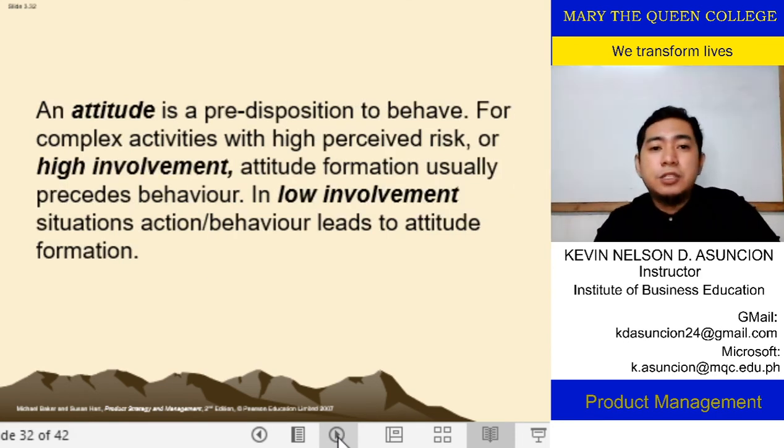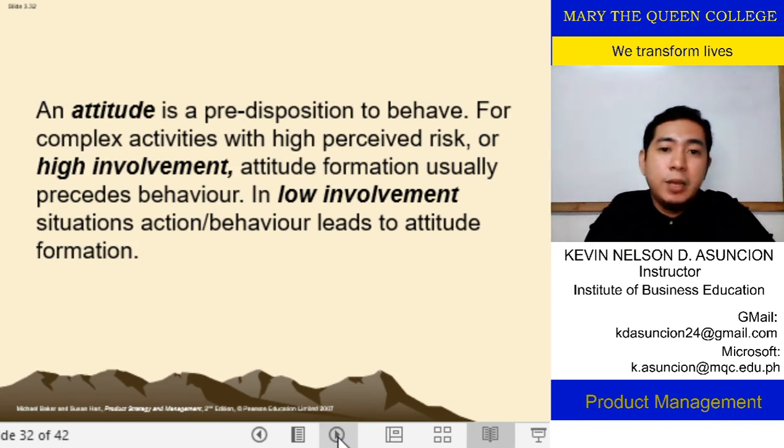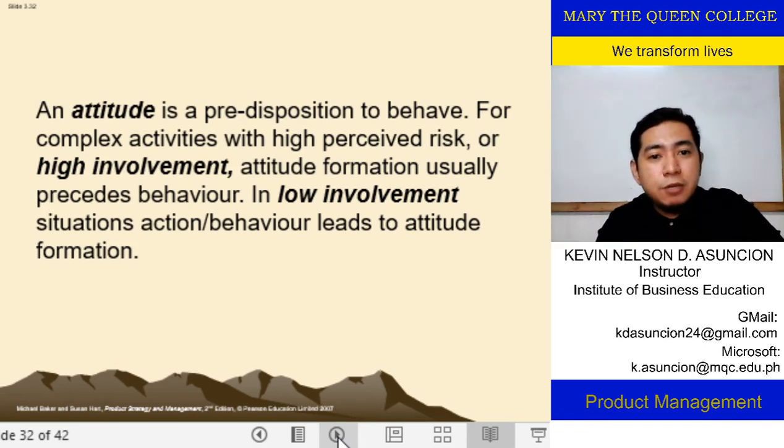So an attitude is a predisposition to behave, no? Kumbaga, ganon na talaga siya. So how do you react? So, for complex activities with high perceived risk or high involvement, attitude formation usually precedes behavior. So, in low involvement situations, action leads to attitude formation.